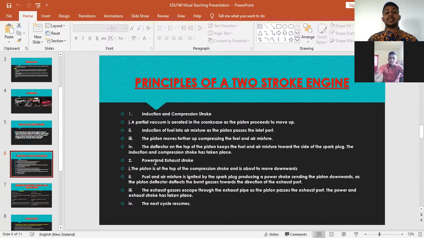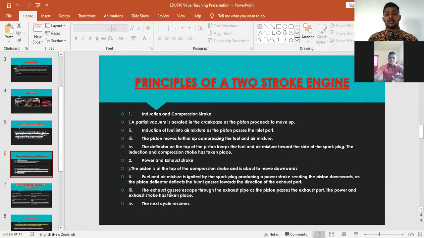The second principle is the power and exhaust stroke. The piston is at the top of the compression stroke and is about to move downwards. The fuel and air mixture is ignited by the spark plug, producing a power stroke sending the piston downwards. The piston deflector directs the burnt gases towards the exhaust port.